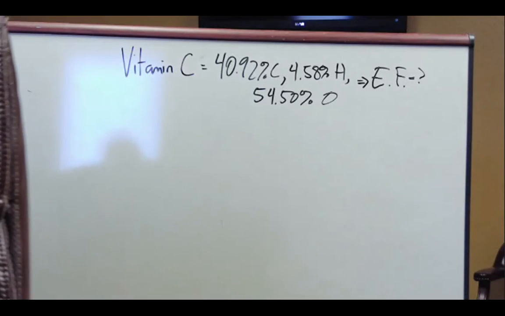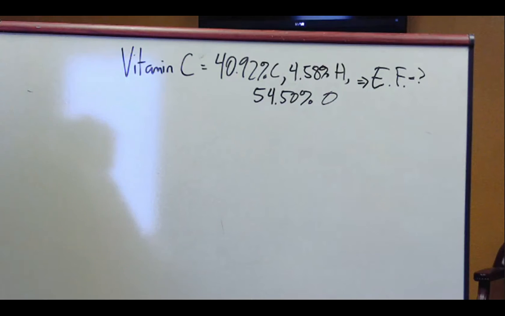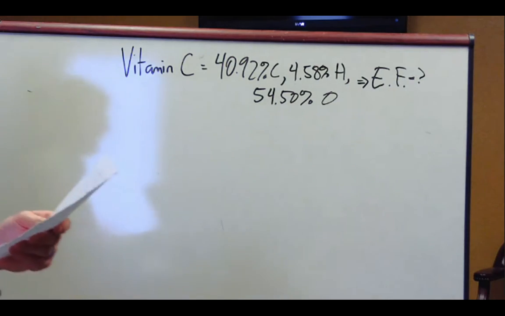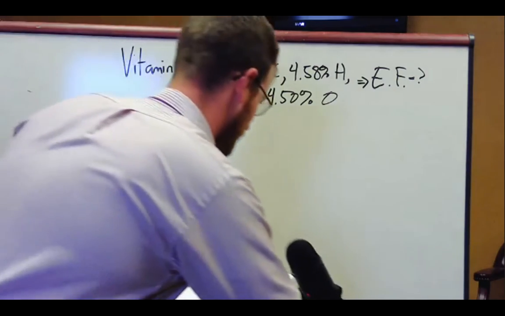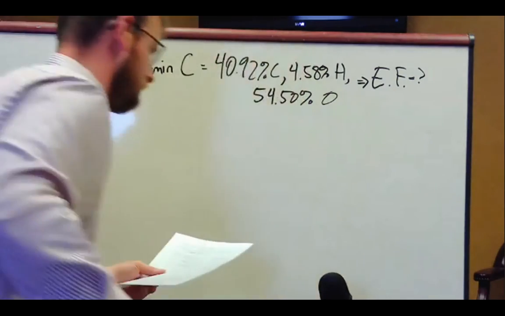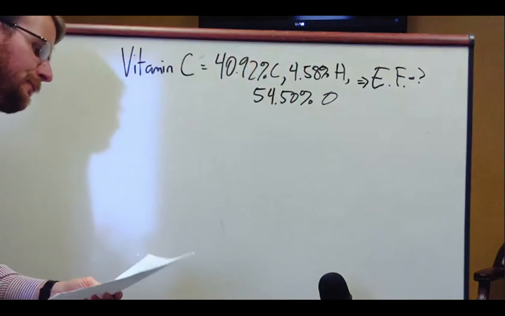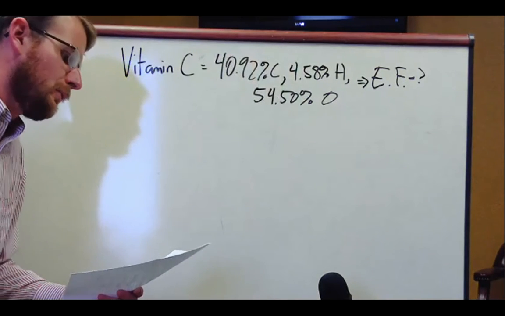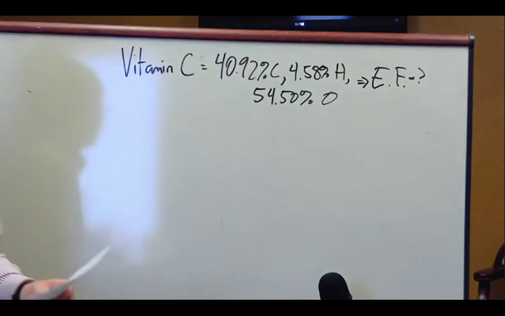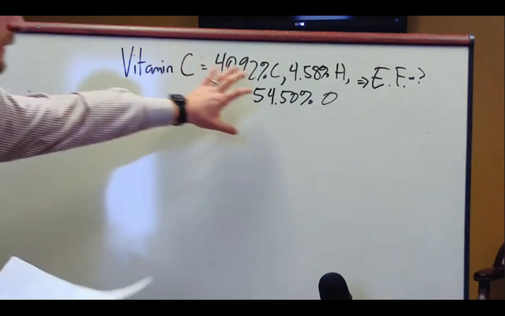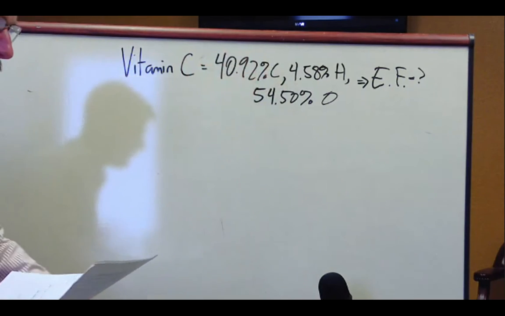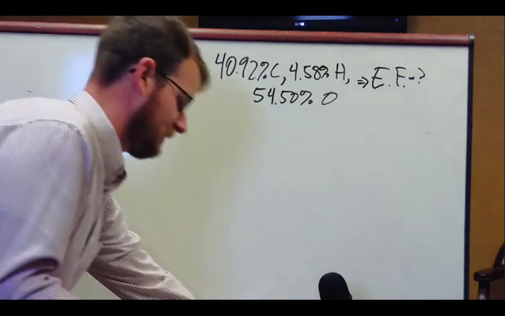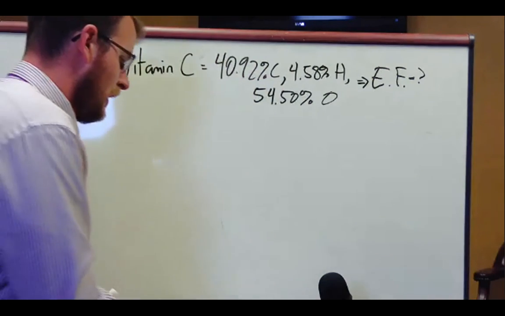So I've already written a problem on the board, and for those of you guys, my handwriting is a little bit messy. Vitamin C is 40.92% carbon, 4.58% hydrogen, and 54.50% oxygen. And so what I want you to do is we're going to calculate the empirical formula for vitamin C, also known as ascorbic acid.